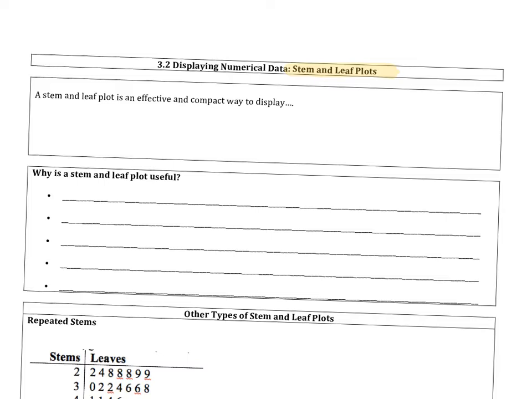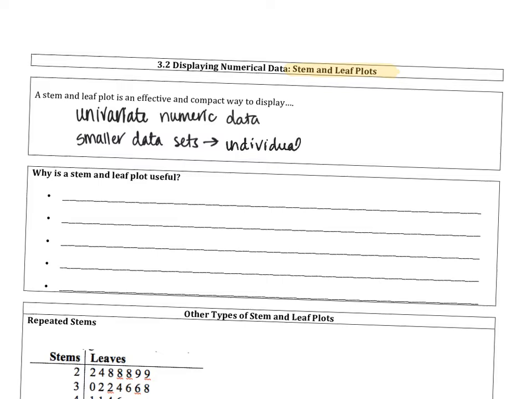A stem and leaf plot is an effective and compact way to display univariate numeric data. Okay, and we prefer to do this for smaller data sets because inside a stem and leaf plot, you see individual counts. So if you have a lot of numbers there, every single individual number is going to be represented on the display. So a large display would not be ideal.